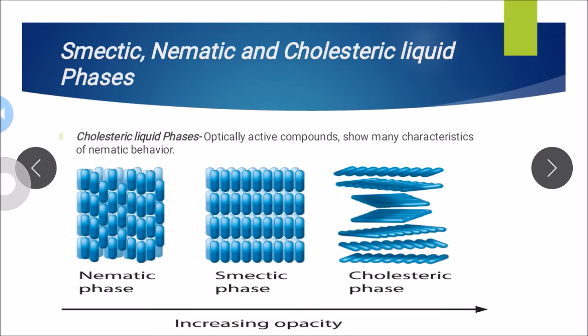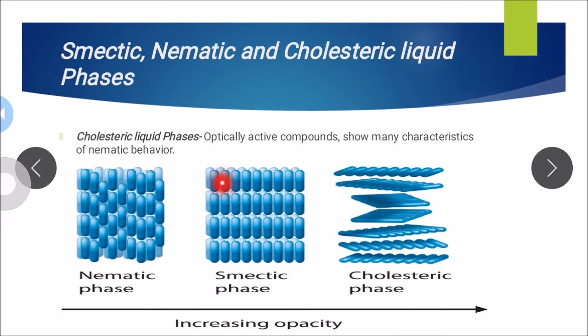And these are the different types of phases: smectic, nematic and cholesteric liquid crystal phases. Cholesteric liquid phases, optically active compounds, show many characteristics of nematic behavior that should be considered and noted. Cholesteric liquid crystals are different liquid crystals, but they are showing nematic behavior. These are the nematic structural arrangements.